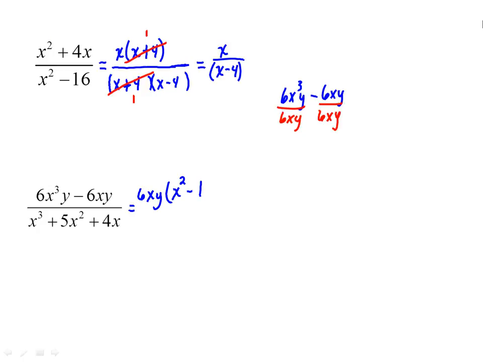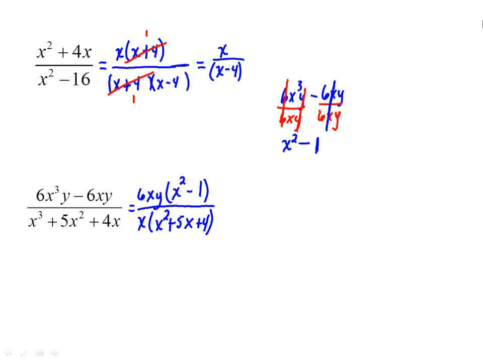So if I divide out here, the 6's go away, the y's go away, and because of the previous slide, you have an x squared on top. Minus anything goes over itself goes to 1. So you get x squared minus 1. Alright, on the bottom, there's an x in common. So I'm going to have x squared plus 5x plus 4.